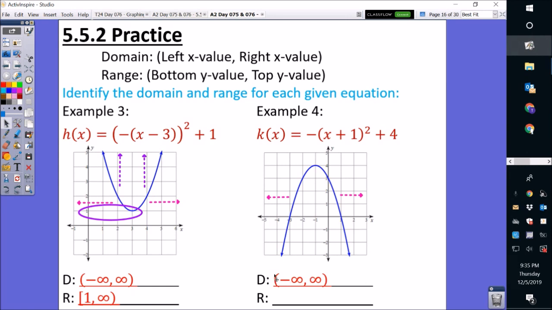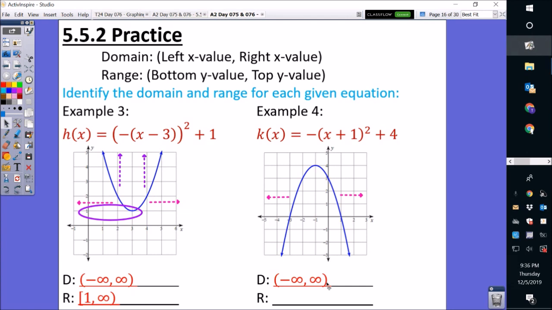So we're going to start with open parenthesis. The left x value is negative infinity, comma, the right x value is infinity, and then close parenthesis. So that's what our domain is going to look like. So far, pretty much the same as all the other domains, for example 1, 2, and 3.